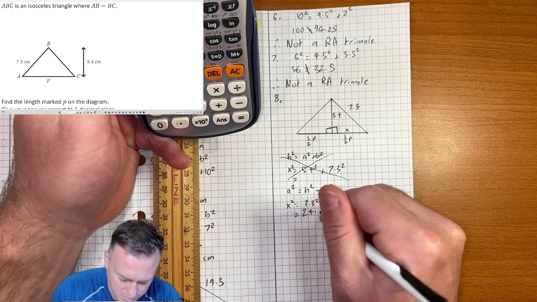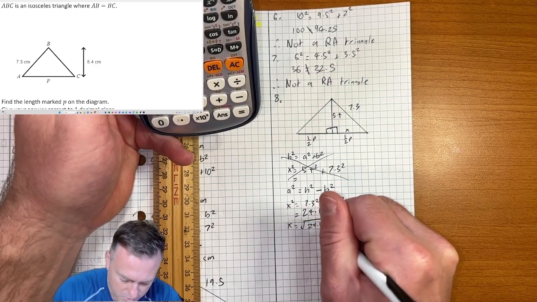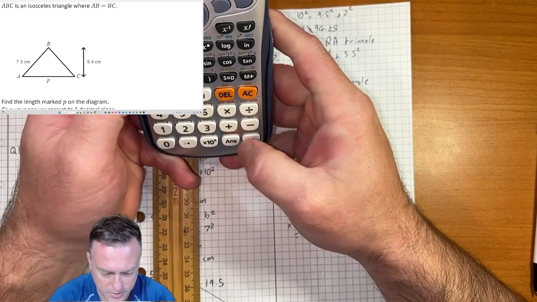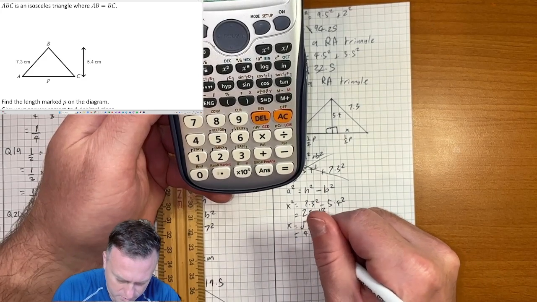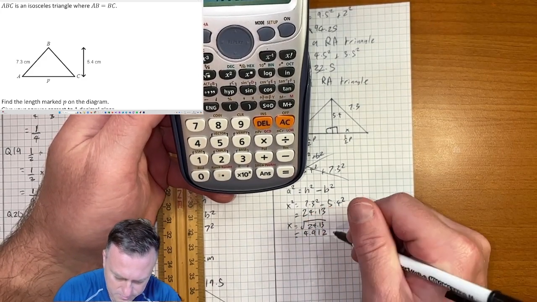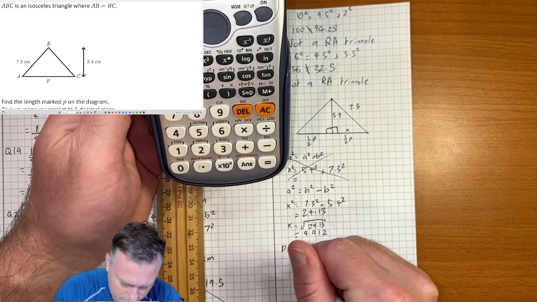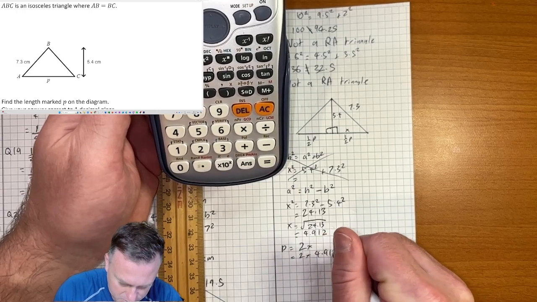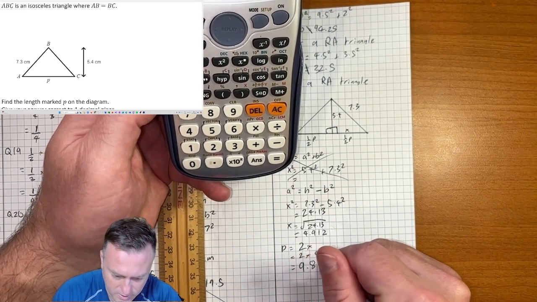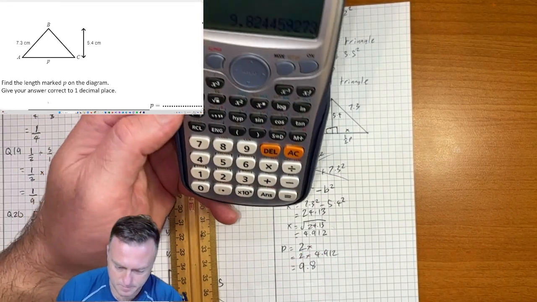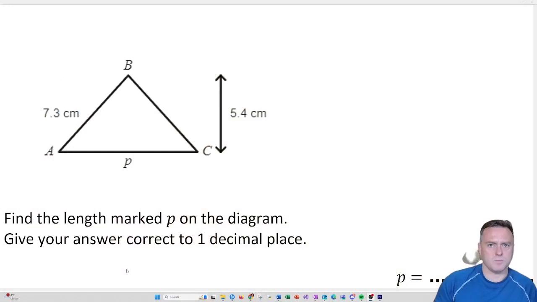7.3 squared minus 5.4 squared. You get 24.13. So x equals the square root of 24.13. Put a square root in that answer, and then we've got 4.912. And then p is equal to 2x. So it equals 2 times 4.912, which equals 9.8. And it was 2, how many decimal places? 1. So 9.8 centimeters. Cool.